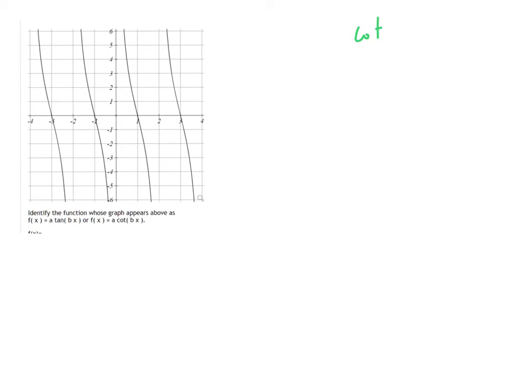So if I know it's a cotangent, the next thing that I have to do is figure out what b is. So if I look at the period, it goes from here to here. The period is from 1 to 3, which is 2. So I know that b is equal to pi over the period. So b in this case is going to be pi over 2.